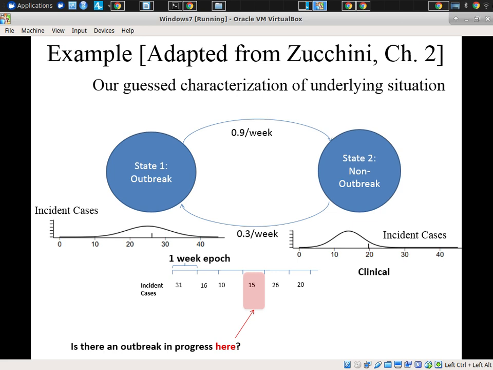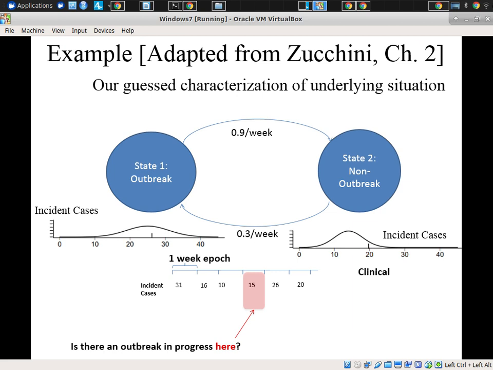So the idea is, in a non-outbreak state, we expect fewer cases to be reported to public health that could be foodborne illness cases. But in an outbreak state, we'd expect there to be more cases, maybe on average about 25, okay? And what you'll notice here is there's an overlap, right? If we consider the overlap of this and this, let's suppose we have, let's say, 20 cases reported. Could that be an outbreak state? Yeah, it could be an outbreak state.